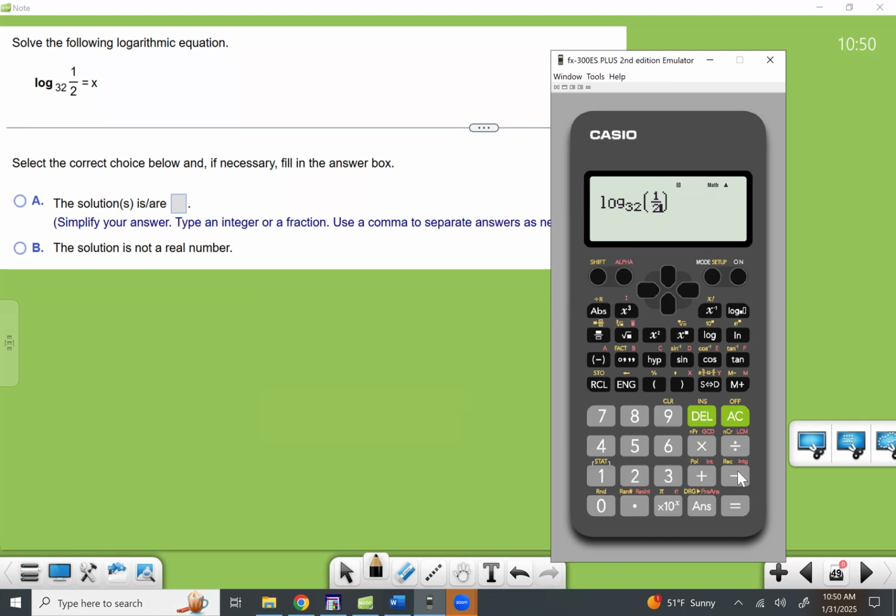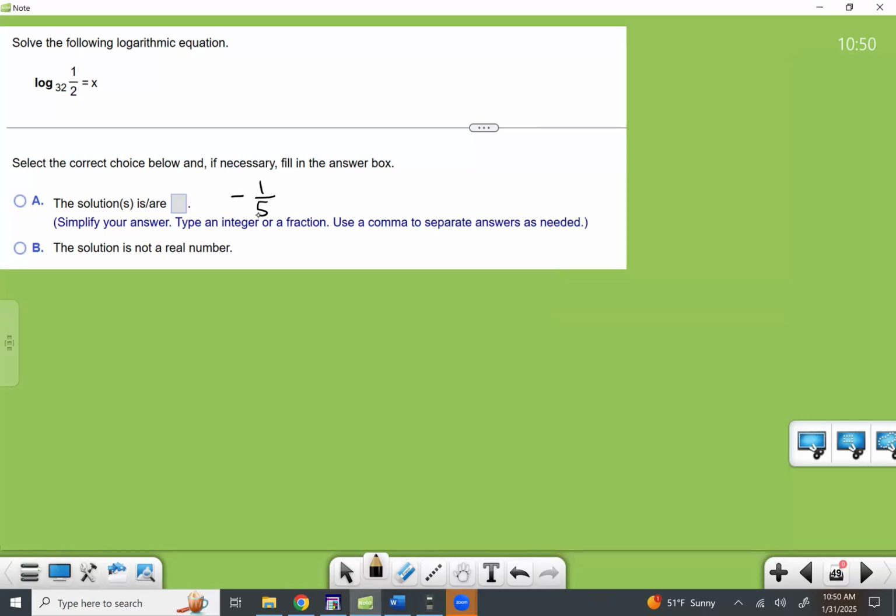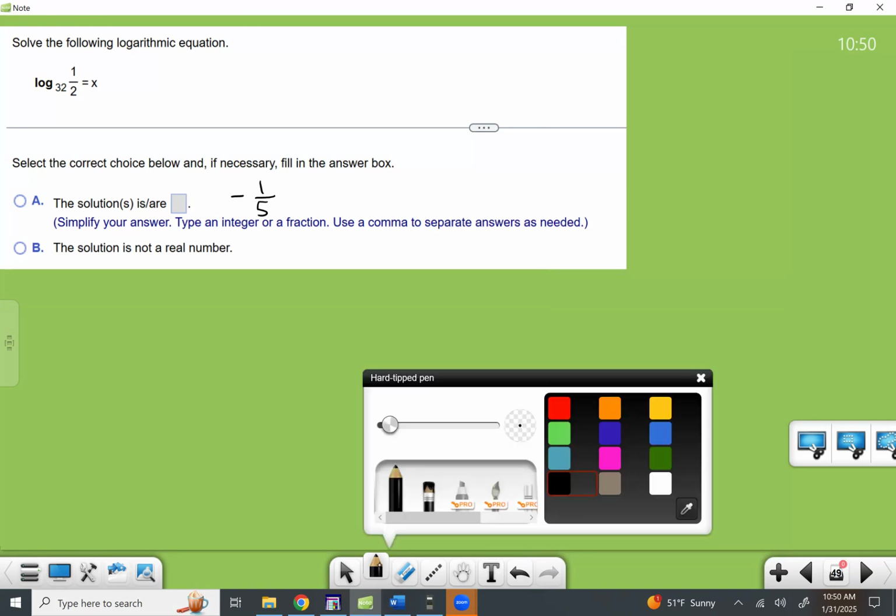Let's see what it says. All right, we get -1/5. Done. So this is kind of a silly question if you have our calculator. But let's go through how I would do it if I don't have our calculator.